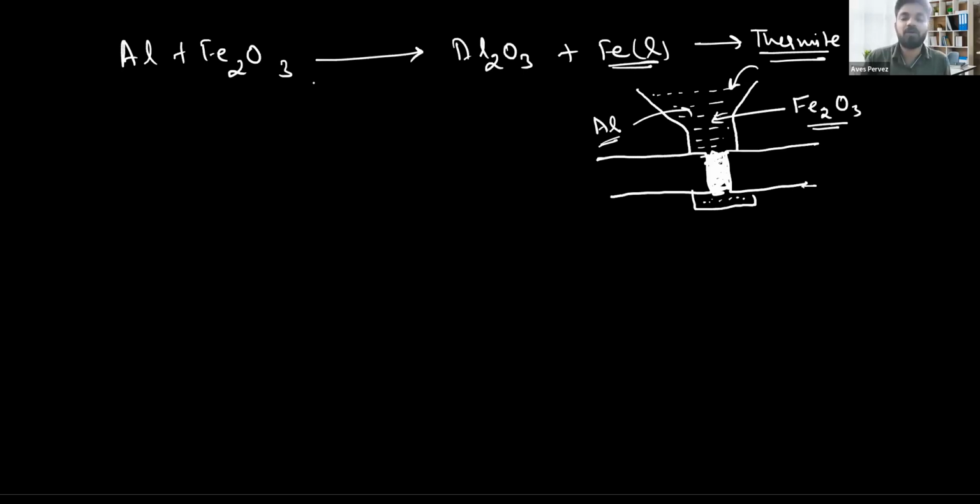So now you can see here. Whenever we need metals in the liquid state, we need these reactions. This is a very spontaneous and fast reaction, and a large amount of heat is required. So when we have this, it is called the thermite reaction, and this thermite reaction is used for joining railway tracks and broken machineries.